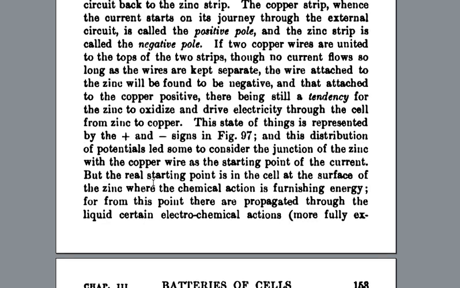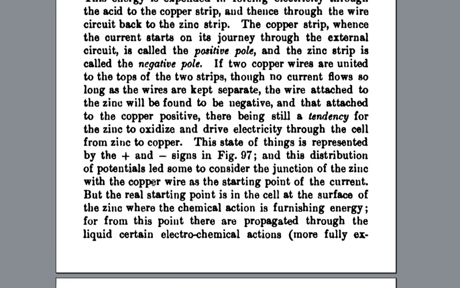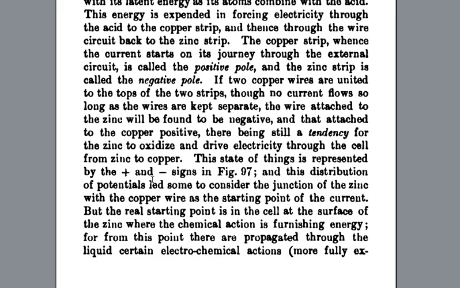If 2 copper wires are attached to the tops of the 2 strips, no current flows as long as the wires remain unconnected. However, the wire attached to the zinc will be negative, and the wire attached to the copper will be positive, reflecting the zinc's continued tendency to oxidize and drive electricity through the cell from zinc to copper. This is indicated by the positive and negative signs in the diagram.